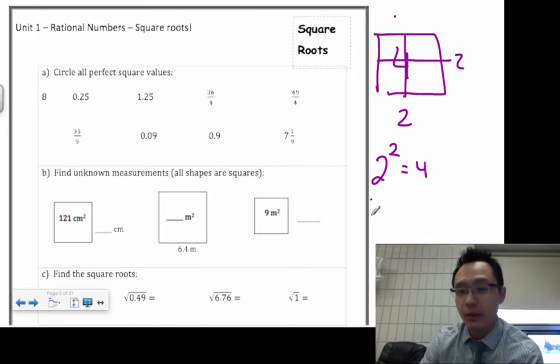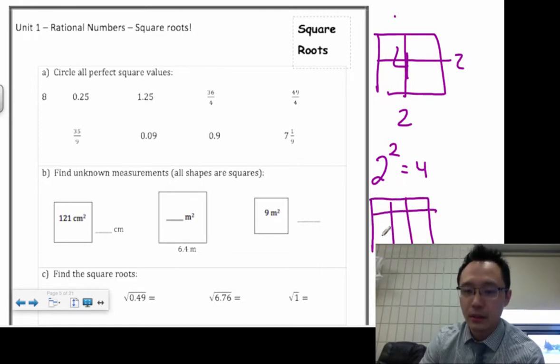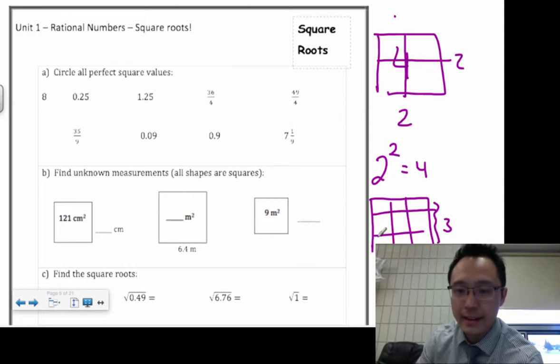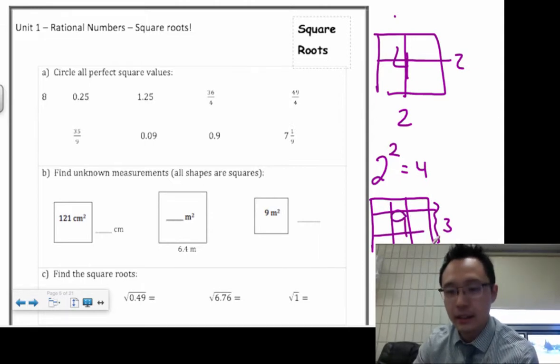Or if you have 3 columns, then 3 rows. You have 3 boxes on this side, 3 boxes on this side. How many boxes in total in your area? 9. That means 3 squared, because this is a square, is 9.